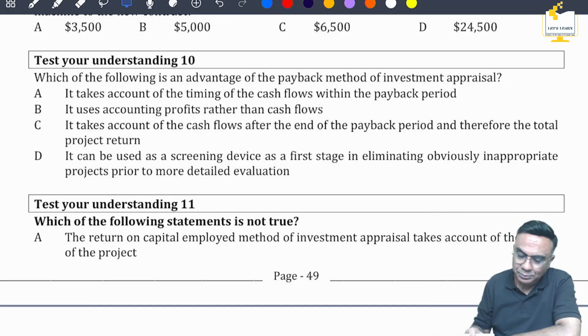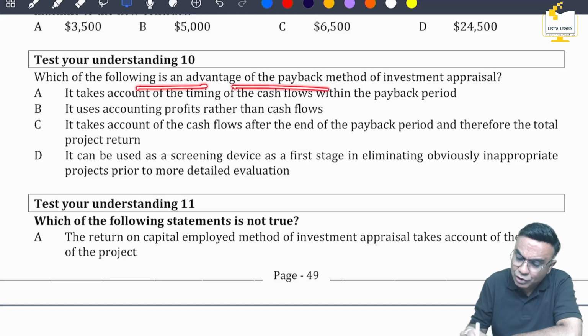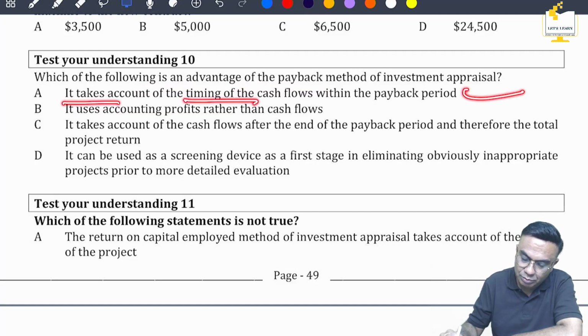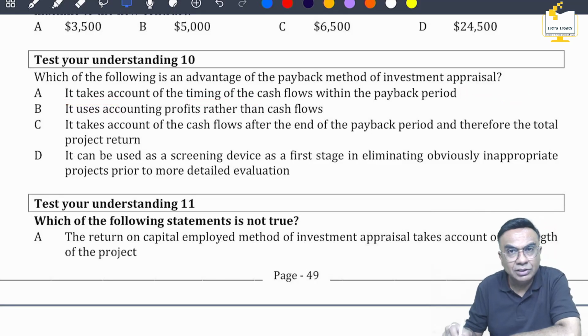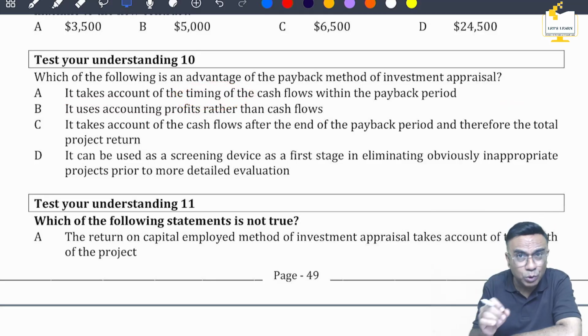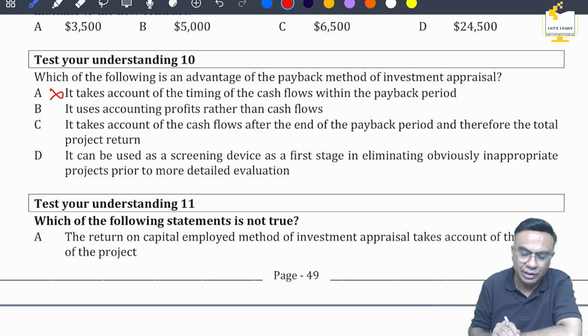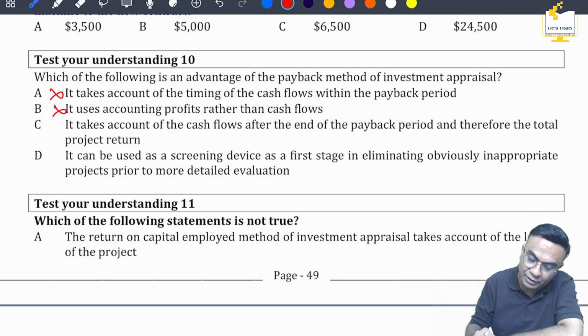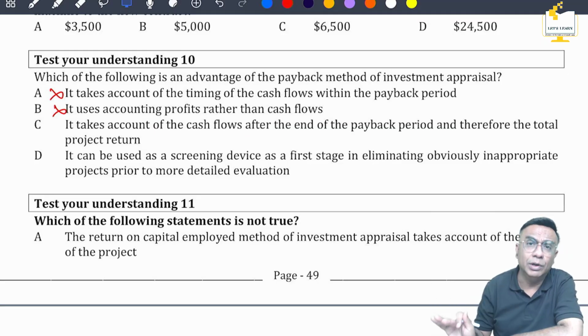Okay, let's go to the next one now. Which of the following is an advantage of payback? Number 1, it takes into account the timing of cash flow. Is it an advantage? It's a disadvantage. Time value of money is ignored in payback, so this is not an advantage. Then, it uses accounting profit. No, it uses cash inflow. It takes into account cash flows after the end of the payback period and therefore the total project return. In fact, in the payback period, cash flows after the end of the payback are ignored. So this is also not an advantage.